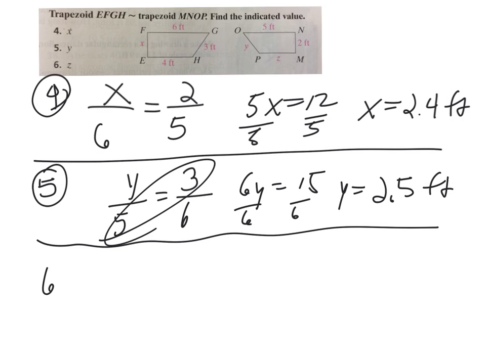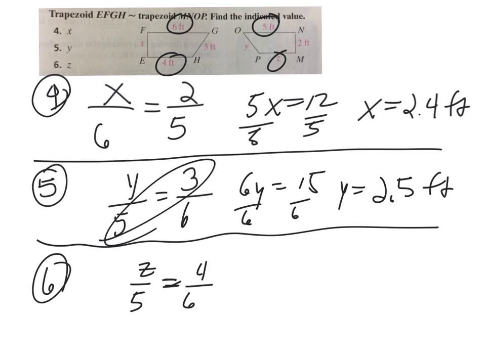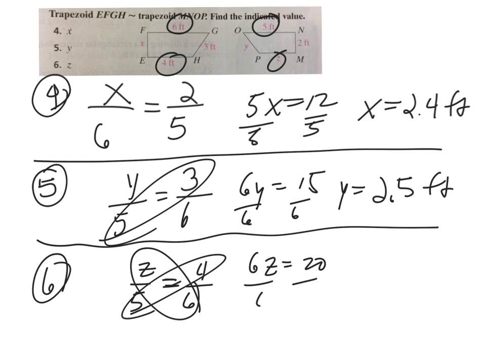And then we've got number 6, and we're looking for z this time. So we're starting over here on the right side, and we know that the z is like the 4. And we're going to again go back to the one we started with, so the 5 is like the 6. And cross products, I've got 6z equals 20. Divide off that 6. And z is 3.3 repeating feet, or 3 1/3 feet if you prefer. So those are your examples for day 2. We've got another set on the next page here.